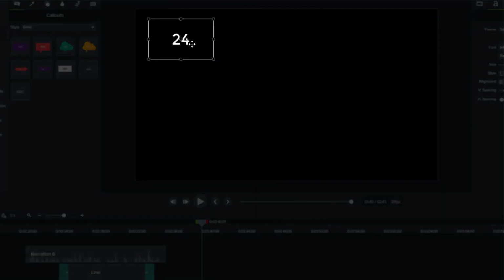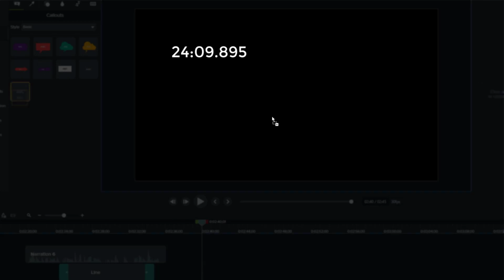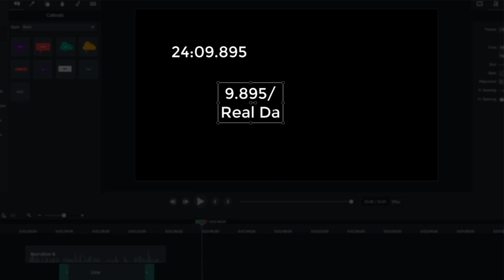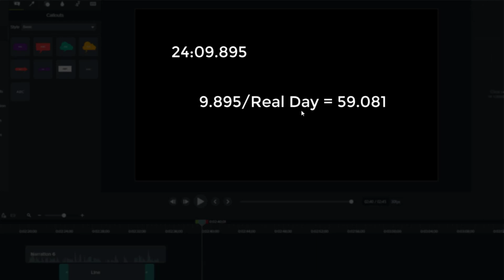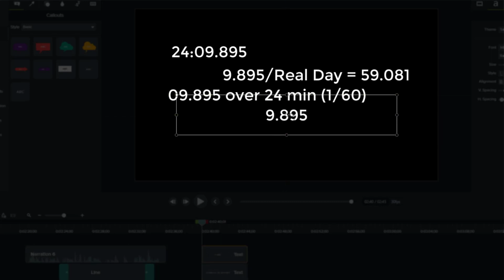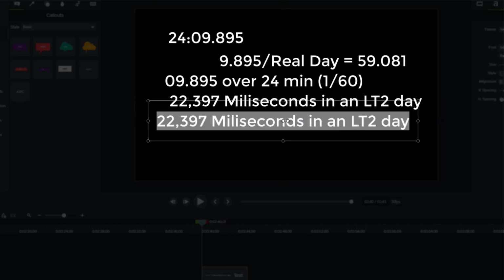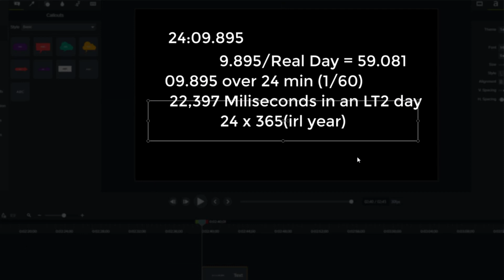So, that right there is the time that it took to go through a day cycle in LT2. Now, we take all the time over 24 minutes, which is the only other variable here, and divide it by the time of a real life day. That gets us 1.59018. Next, we convert the time of an LT2 day into milliseconds before multiplying that by 365, which is the time of a real life year.